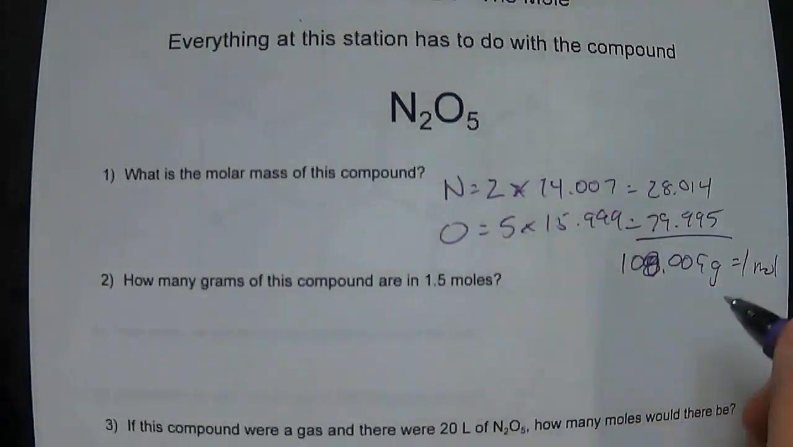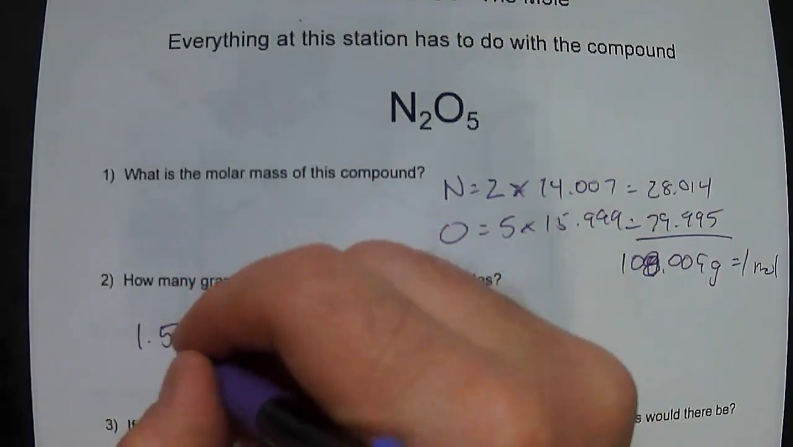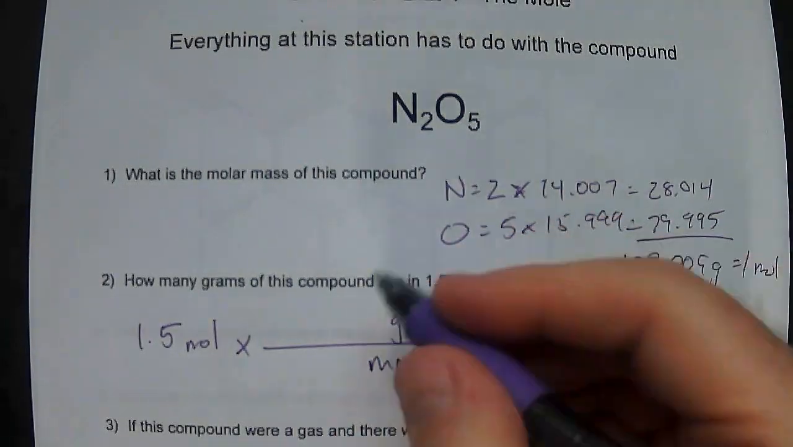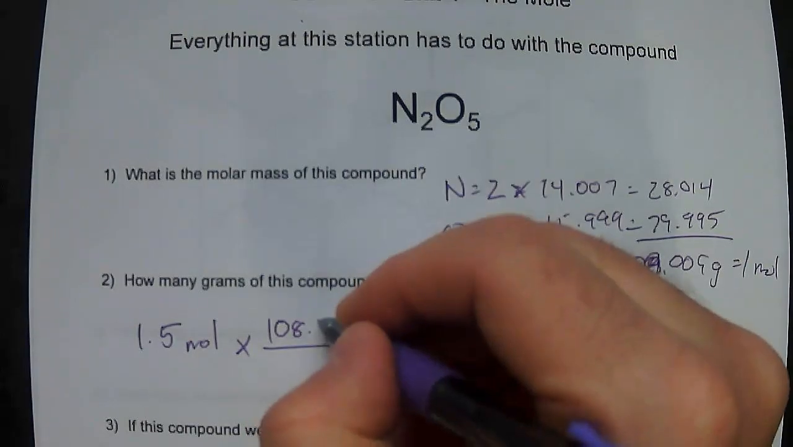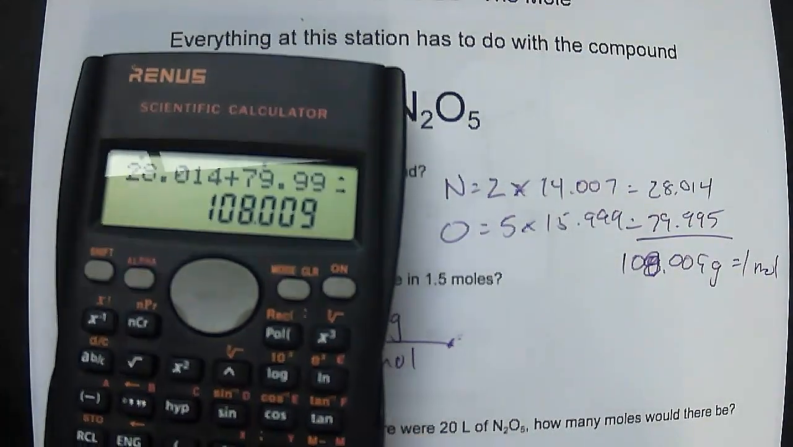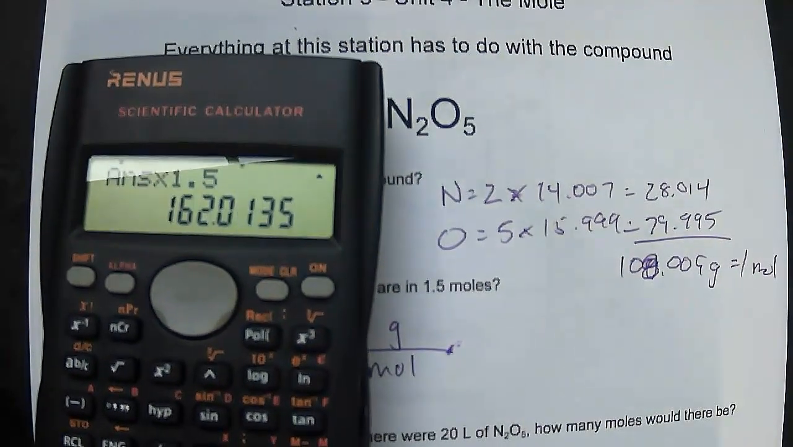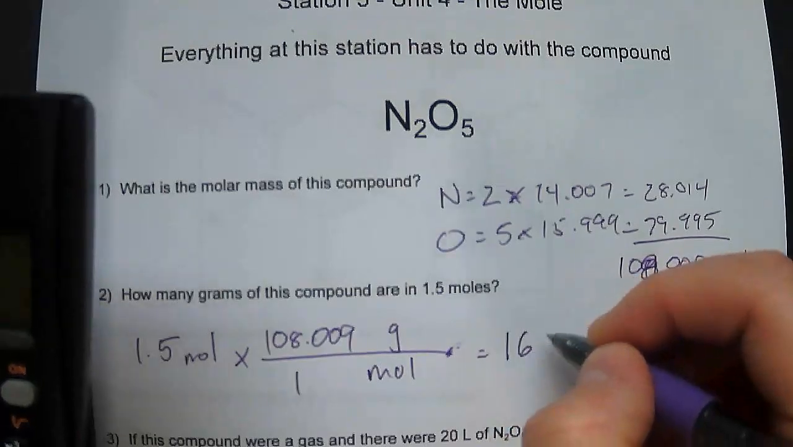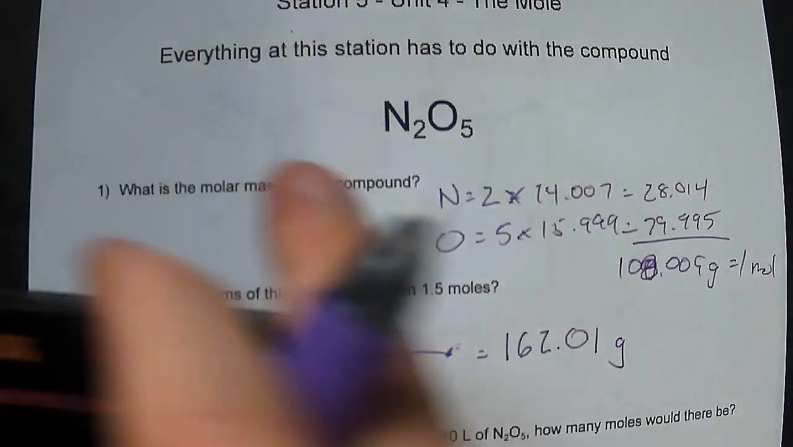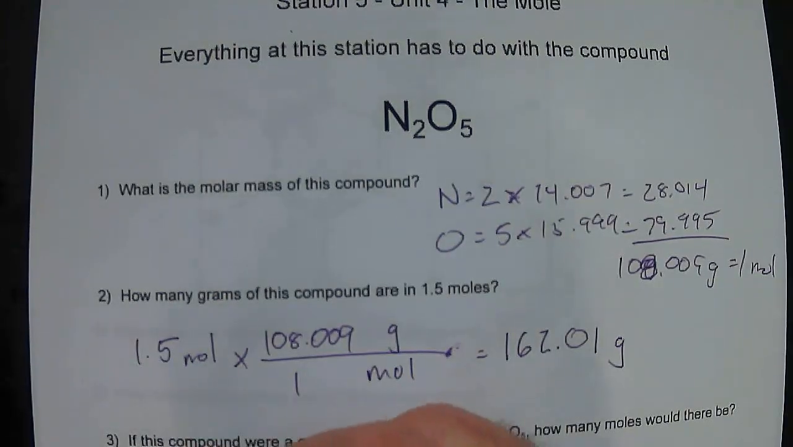Then it says how many grams are in 1.5 moles, so we have to do an X line, 1.5 moles, moles in the bottom, grams at the top. So we have 108.009 grams for every 1 mole. So now we do multiplication. So we're going to do answer times 1.5. And so you get 162.01 grams.